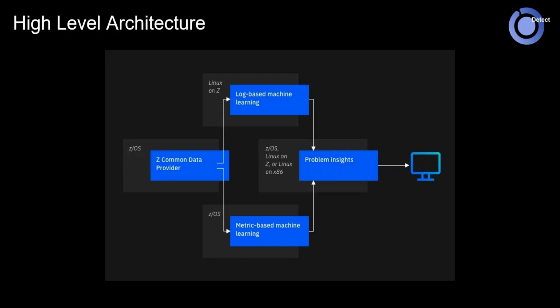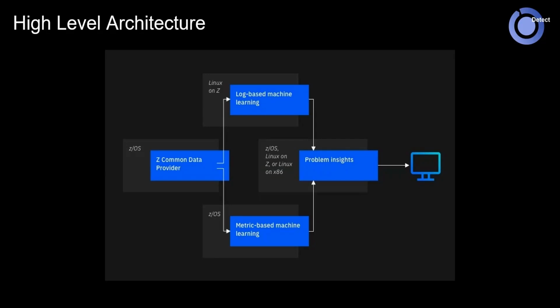For log-based machine learning, today it runs on Linux on Z. It's delivered as a set of Docker containers. In the near future, we're going to support x86, and as we start to see additional adoption, we'll also look to support zCX in the future. So this is our log-based machine learning. It's an easily Docker containerized solution, so it's very portable in terms of how we can deploy it. It has a lot of flexibility there. It's taking all of the log data that it's using from Z Common Data Provider.